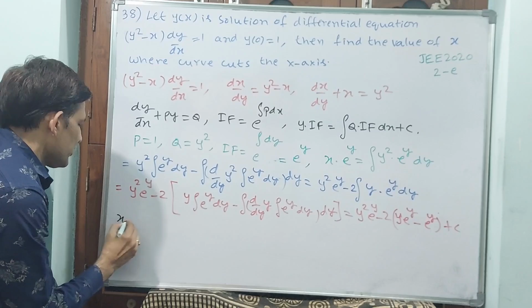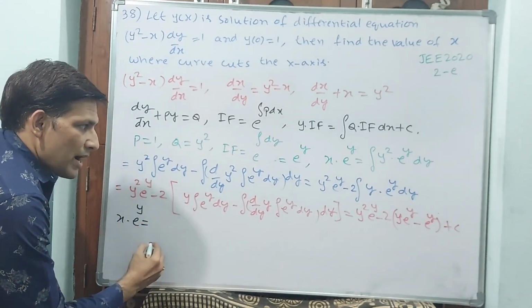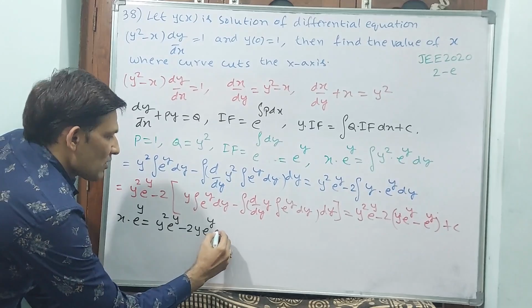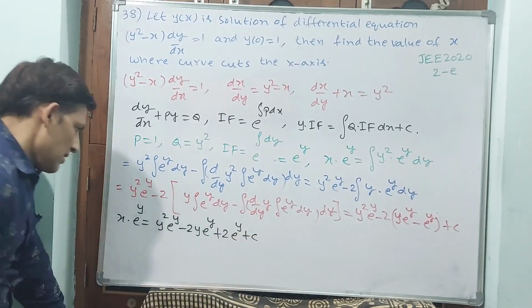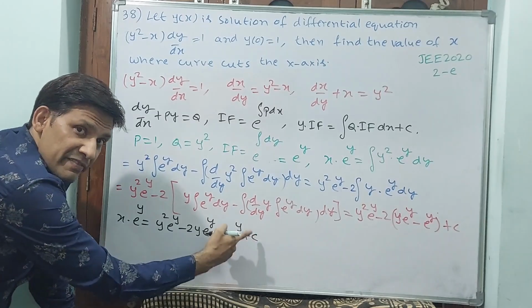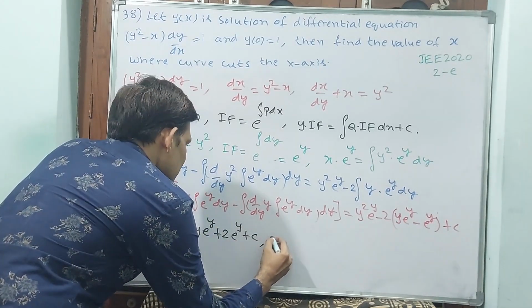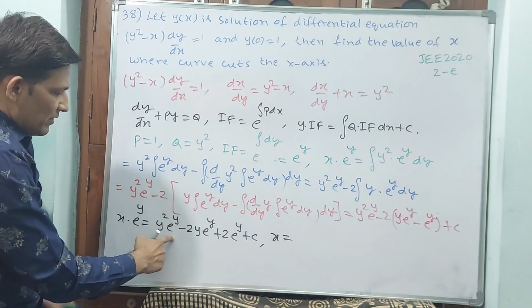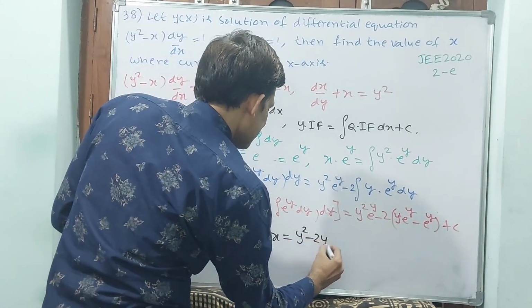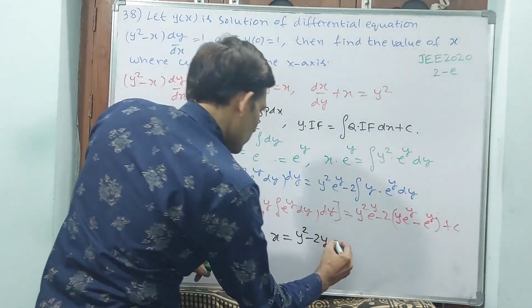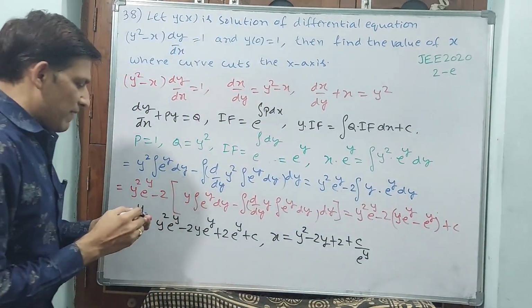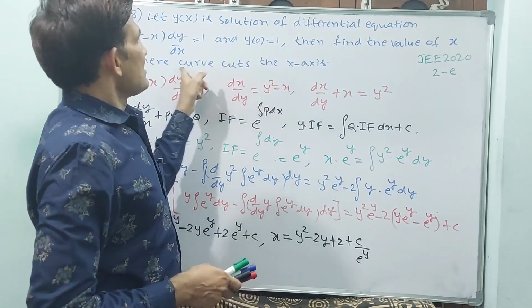Now send the 2 inside. x into e power y is equal to, RHS, y square e power y minus 2y e power y minus of minus, plus 2 e power y plus c. Here you can take e power y common and cancel. When you take e power y common, c has to be divided by e power y, don't forget. So x is equal to y square minus 2y plus 2 plus c divided by e power y. This is the final equation in terms of x, because they are asking for the value of x.